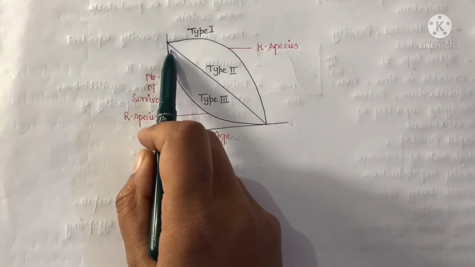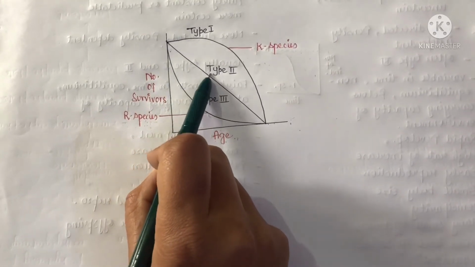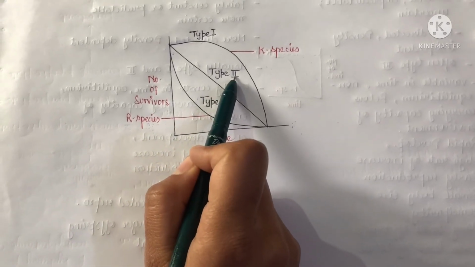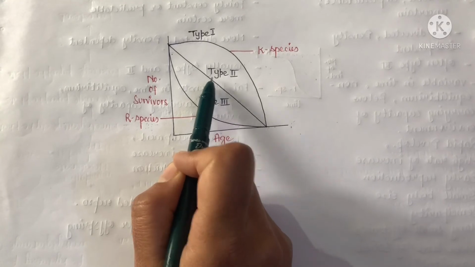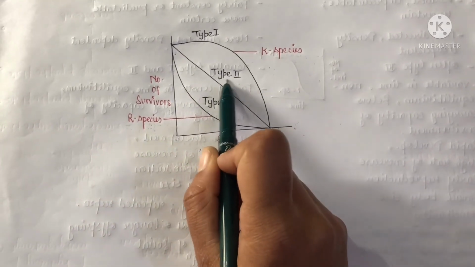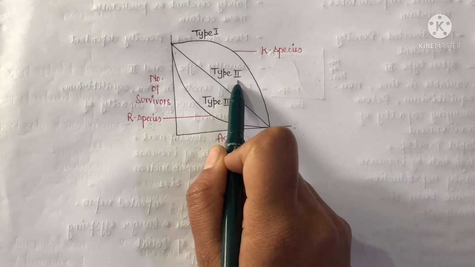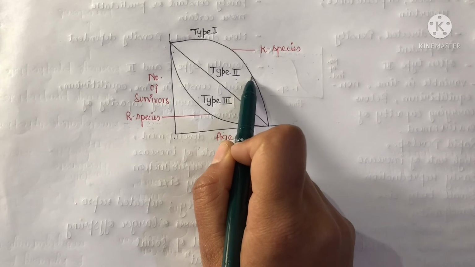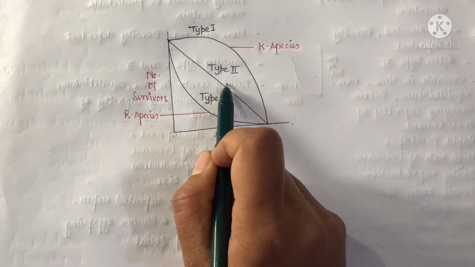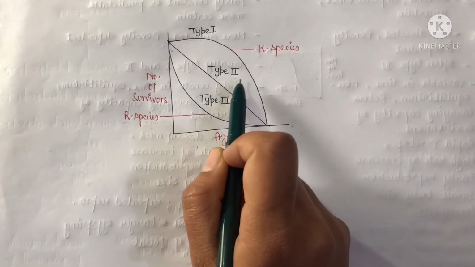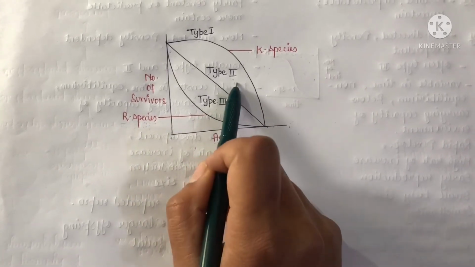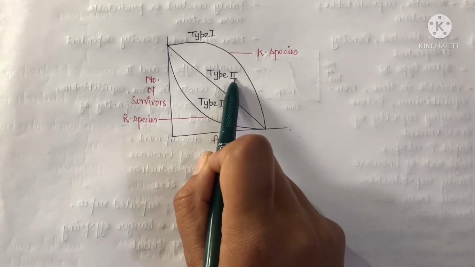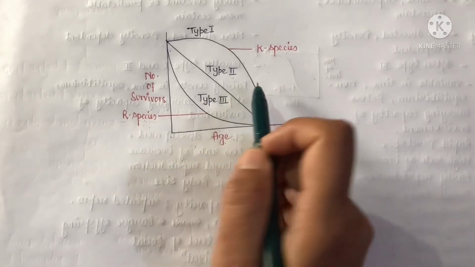But here is another curve, this line, which is the type 2 curve, right? So the type 2 curve includes mammals, right? But it is just similar to the type 1 curve, but it includes mammals whenever there is poor hygienic condition, poor availability of food, so during that time the type 2 survivorship curve occurs, right?